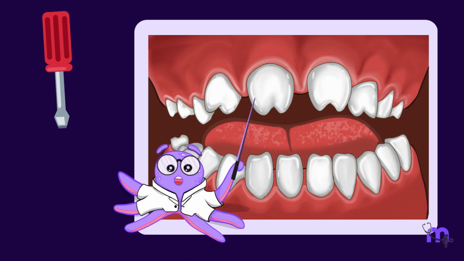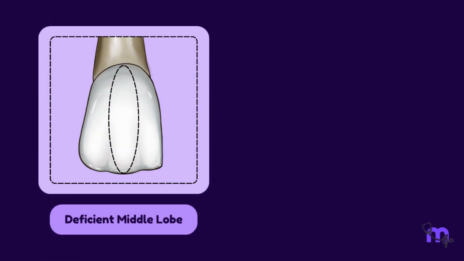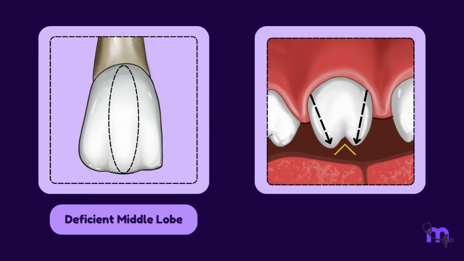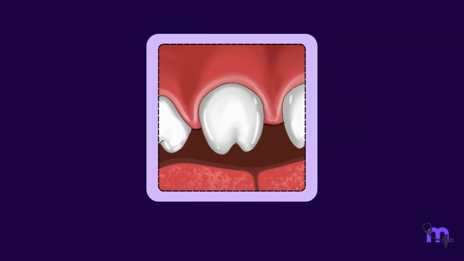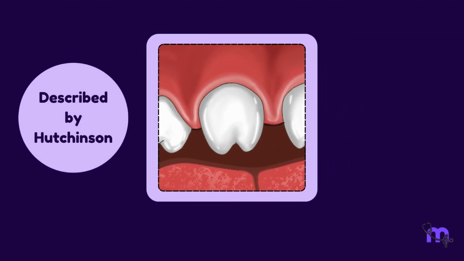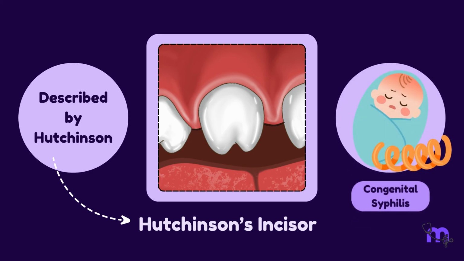They exhibit a distinctive width that's broader cervically and narrows toward the incisal edge. Therefore, they are often referred to as screwdriver shaped incisors. In this condition, the middle lobe of the labial aspect is deficient, leading to a notched incisor, where the two proximal lobes converge. This dental anomaly was first discovered by Hutchinson, leading to the alternate name Hutchinson's incisors. Importantly, this feature is characteristic of congenital syphilis.